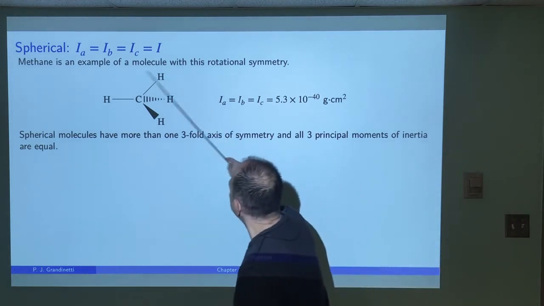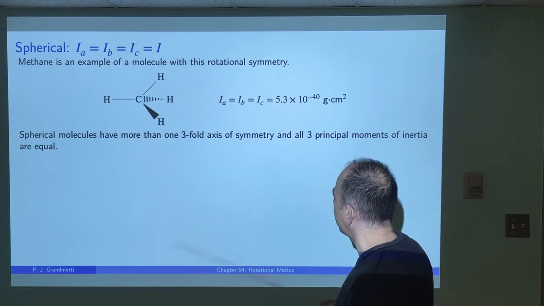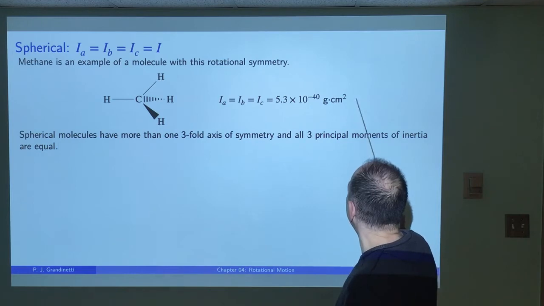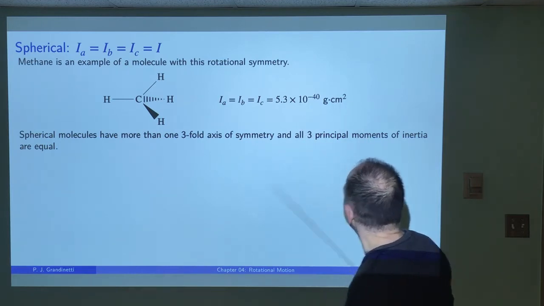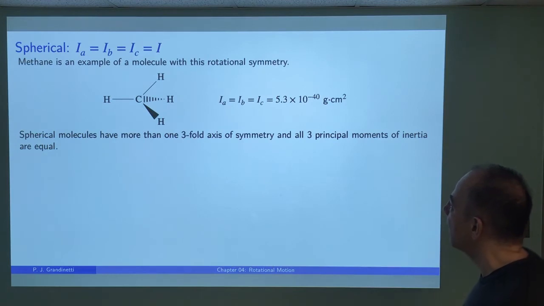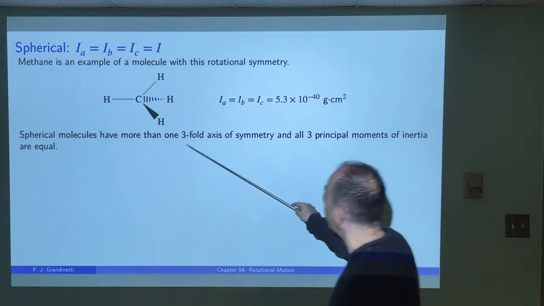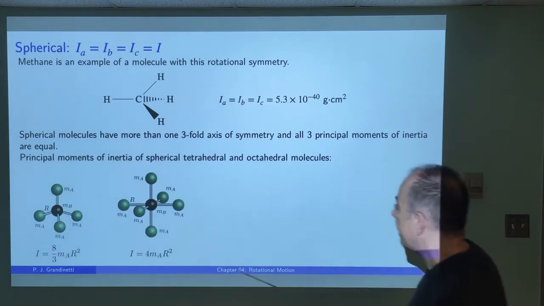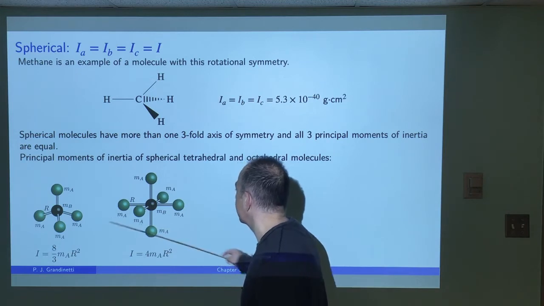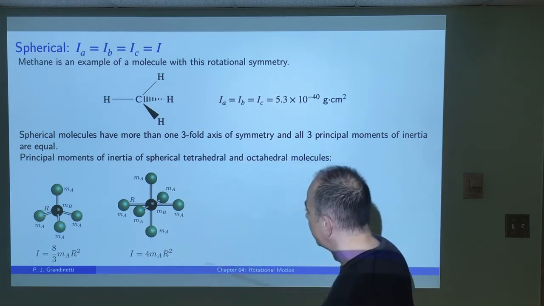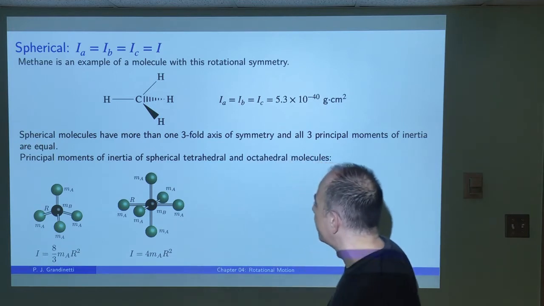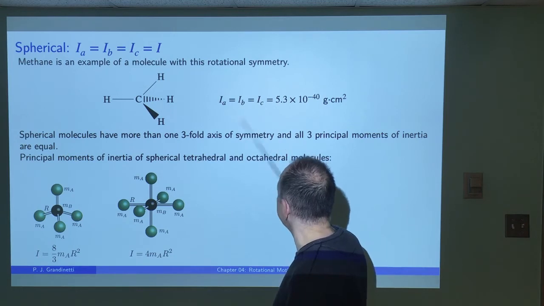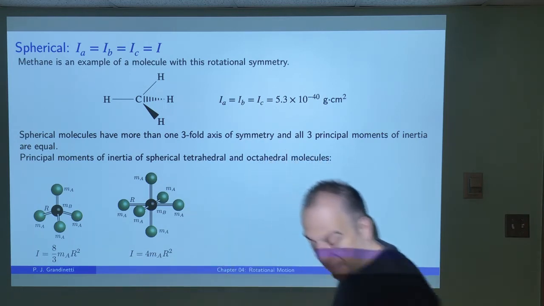So the spherical case, for which the example is the methane molecule, is here. If we took a methane molecule with typical bond lengths, we would get a value on the order of this size here, 5.3 times 10 to the minus 4 grams centimeters squared. And as I said before, spherical molecules have more than one threefold symmetry axis, which you can see in this drawing here. There are other examples of spherical cases, besides the tetrahedral, there's also octahedral, and I'll leave it as an exercise for you to work out the moment of inertia components, IA, IB, and IC all being equal to I in this case.